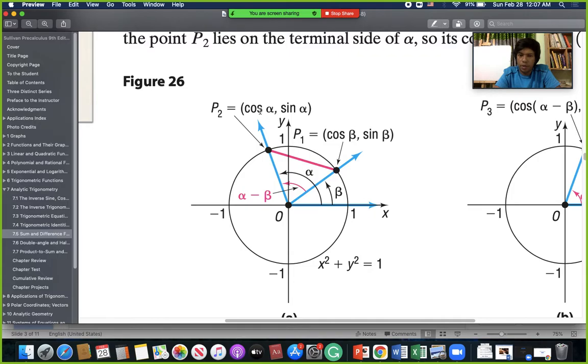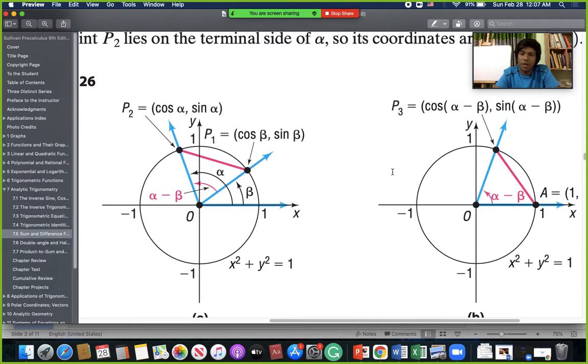So we have 2 points P1 and P2, and then we choose our third point P3 in such a way that if we subtract alpha minus beta, we get our new angle, alpha minus beta. Alpha is our total angle. See, alpha is from here. Let me give you an example. What does it mean?